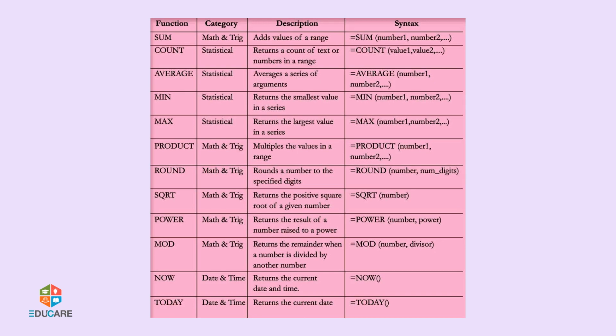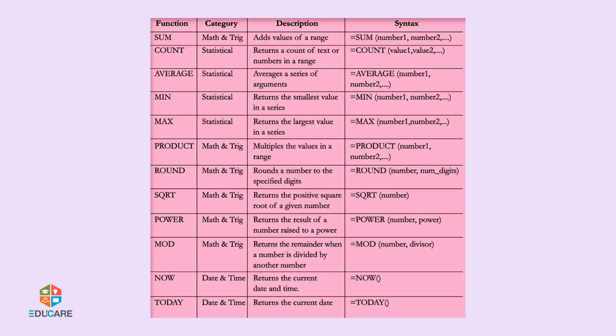Product, math and trigonometry, multiplies the values in a range, =PRODUCT(number 1, number 2 and so on). Round, math and trigonometry, rounds a number to the specified digits, =ROUND(number, num_digits). SQRT, math and trigonometry, returns the positive square root of a given number, =SQRT(number).